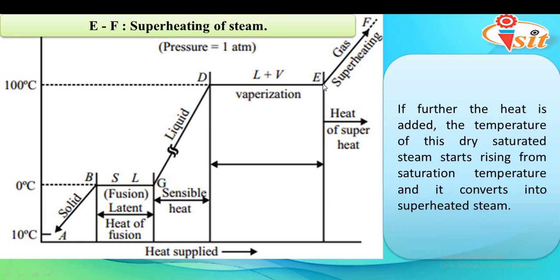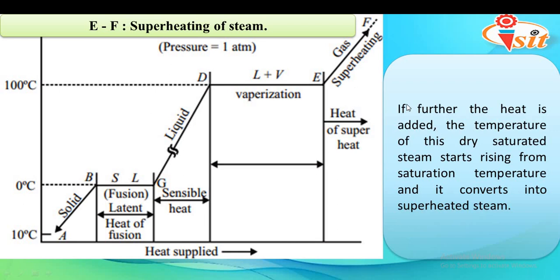Here again it will be sensible heat. So whatever heat we are adding after this point E will result in a rise in the temperature of that steam. The steam available in the E to F region is called superheated steam. It means that any point on this line, in this region E to F, represents steam with no moisture content. We will discuss the different types of steam in further slides. So this is how ice is converted into steam.